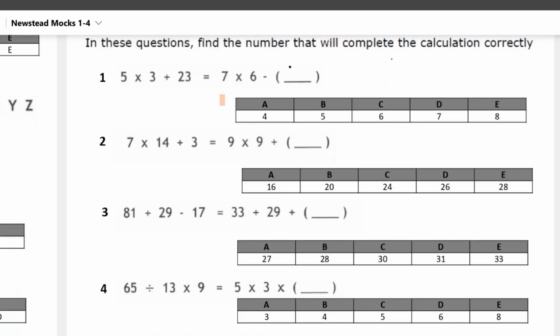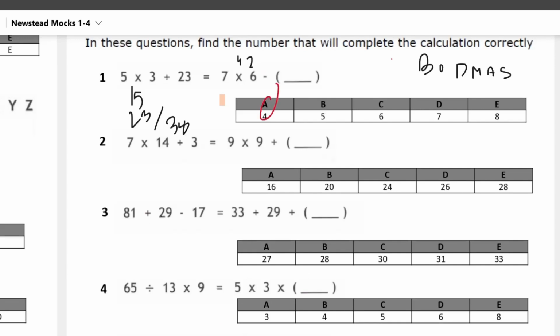Question number 5. Let's write over here BODMAS, and that will help us very much to do our calculations. Let's do multiplication first. 15 plus 23 is going to give us 38. That means 42 minus 4 is going to give us 38.